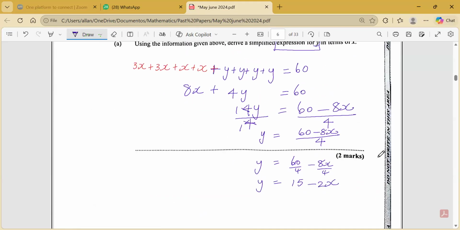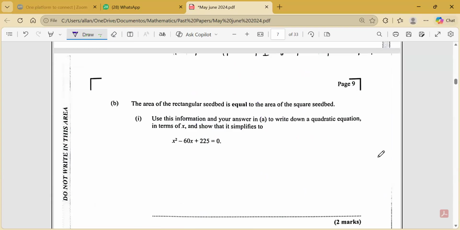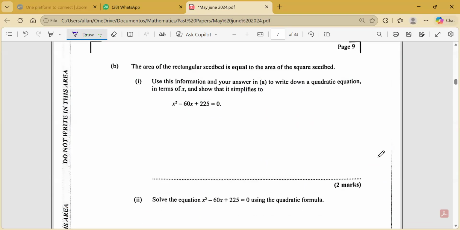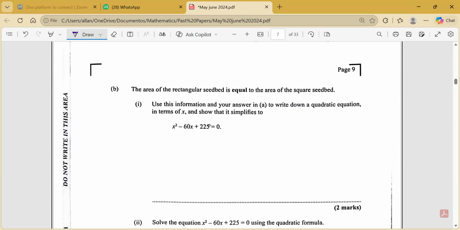So we finish with that. Keep that 15 minus 2x. Very important. Now, the area of the rectangular seed bed is equal to the area of the square bed. I want everybody to read that. Open your mics and say that part. Very important. Everybody: the area of the rectangular seed bed is equal to the area of the square seed bed.